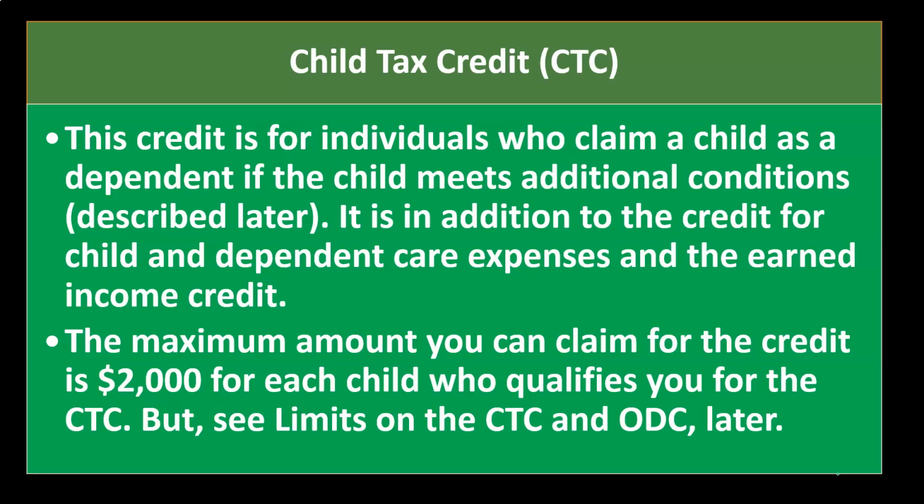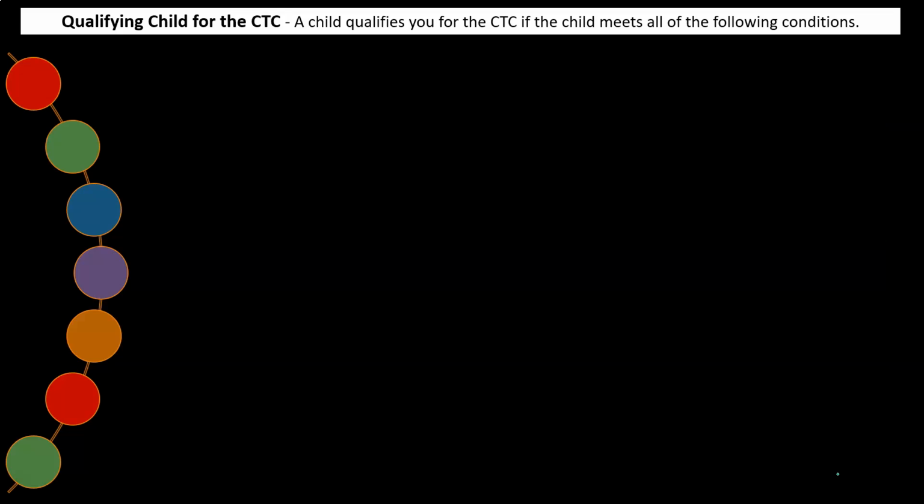This credit is for individuals who claim a child as a dependent if the child meets additional conditions described later. It is in addition to the credit for child and dependent care expenses and the earned income credit. The maximum amount you can claim for the credit is $2,000 for each child who qualifies you for the CTC, child tax credit, but you could have limitations on the CTC and ODC, and we may look at that in more detail later. But typically, you're thinking $2,000 for the child tax credit per qualifying child.